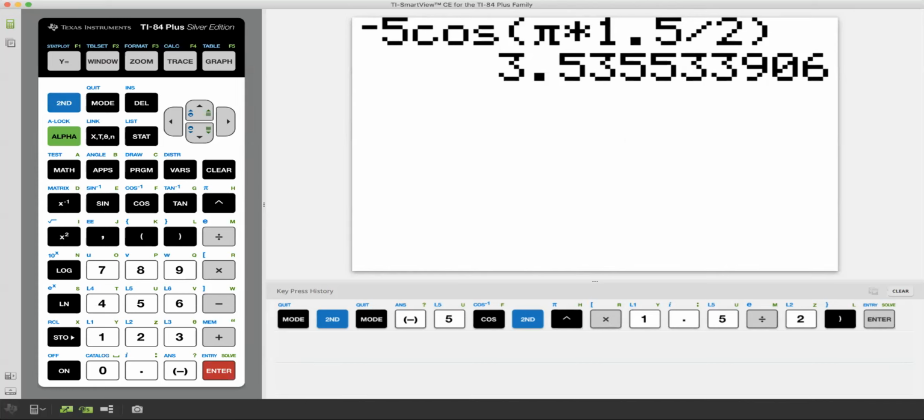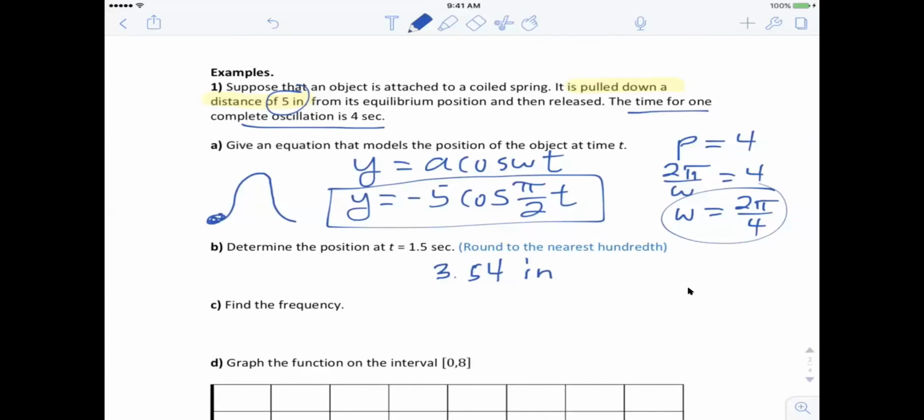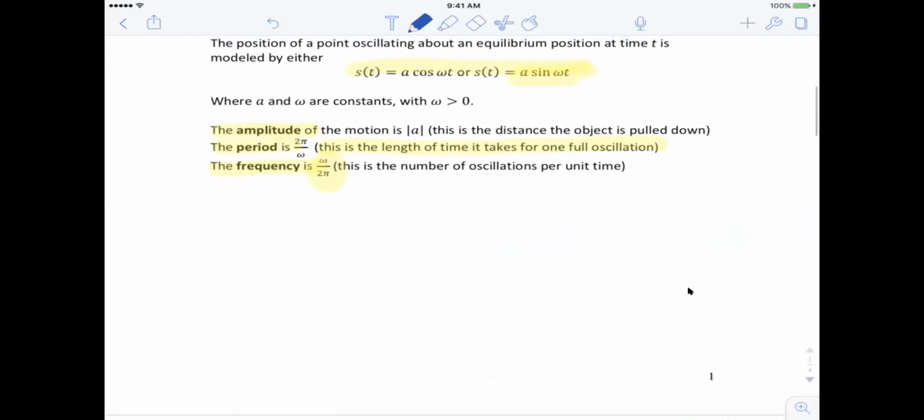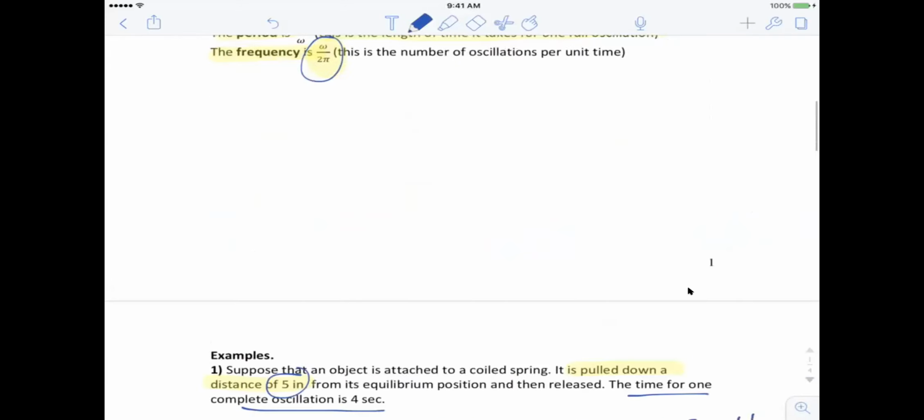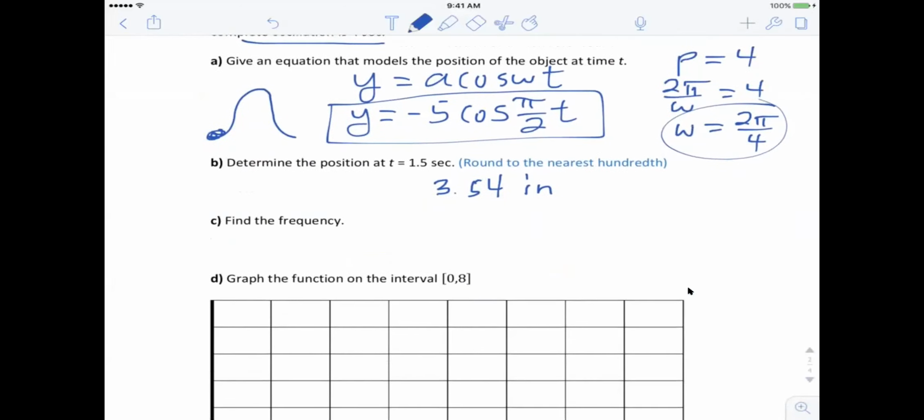Okay, the next question is find the frequency. The frequency, if you go back, there's the formulas up here, right? Frequency is omega divided by 2 pi. There's a couple of ways to figure out frequency. An easier one on this one, the frequency is the reciprocal of the period. Okay, so that's a little easier on this one because you're given the period is 4. So the frequency is 1 over 4. That's it. Okay, so period and frequency are always reciprocals.